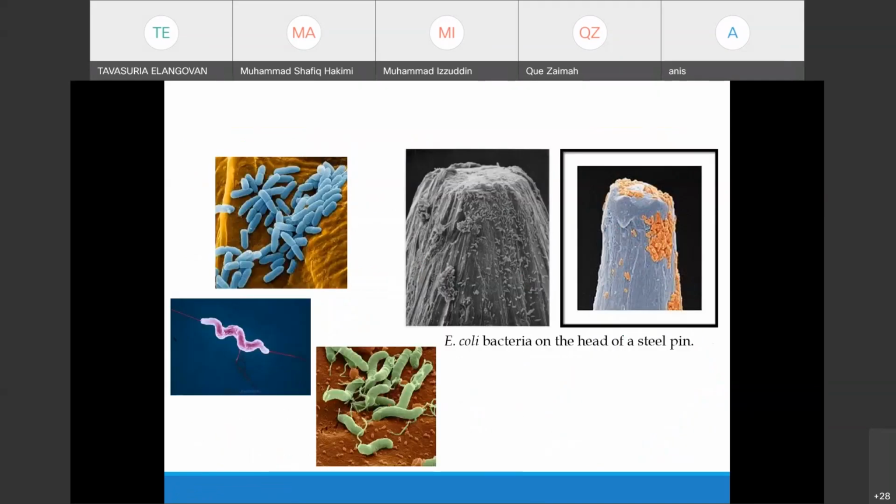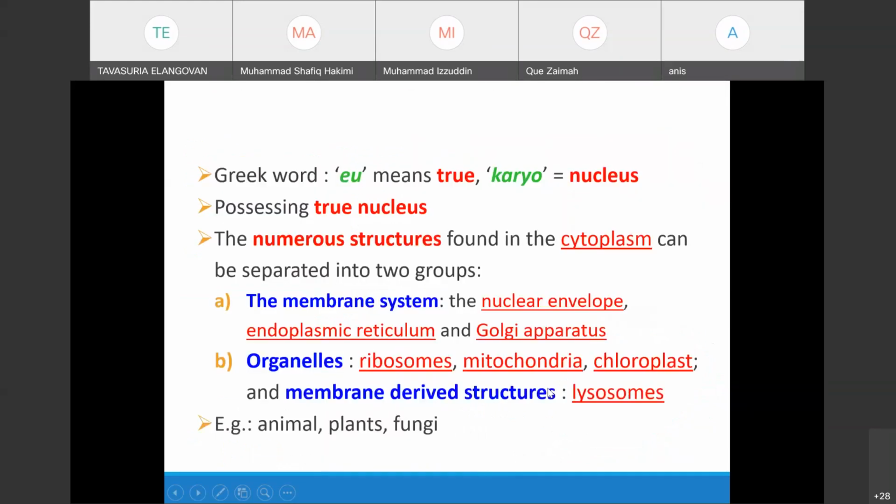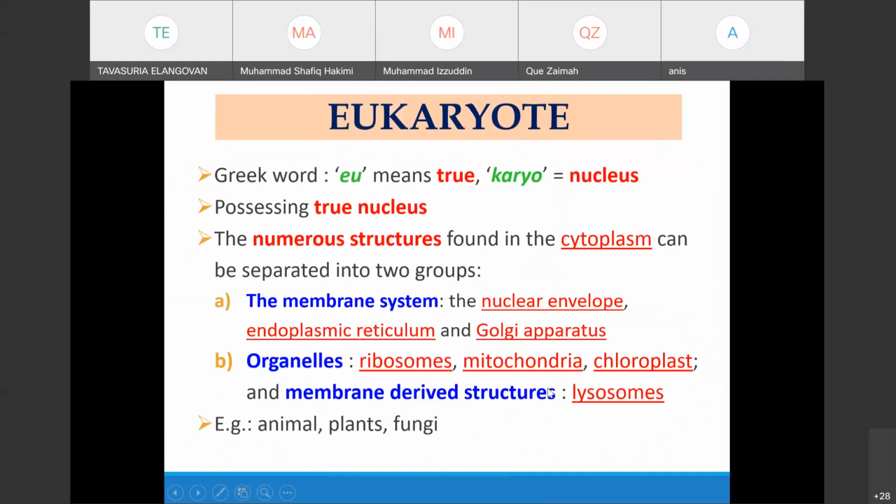So these are examples of prokaryotes: E. coli bacteria. Okay. So eukaryotes generally have many more organelles than prokaryotes, and the structures found in the cytoplasm can be separated or classified into two groups: the endomembrane system, which consists of the nuclear envelope, endoplasmic reticulum, and Golgi apparatus, and organelles and membrane-derived structures such as ribosomes, mitochondria, chloroplast, lysosome, and so on. Okay, animals, plants, and fungi are eukaryotes.